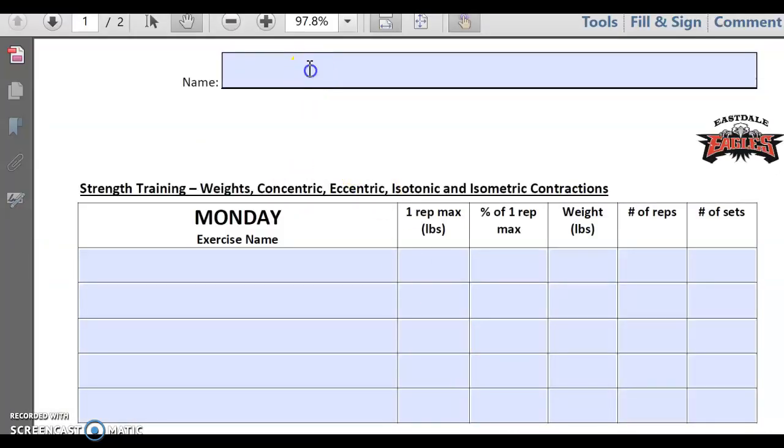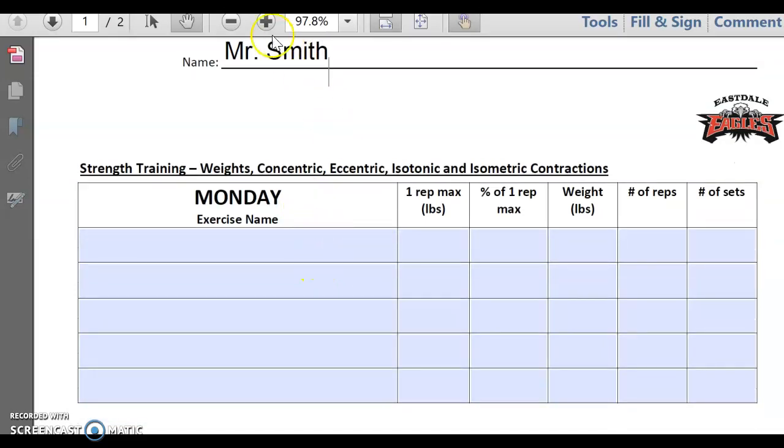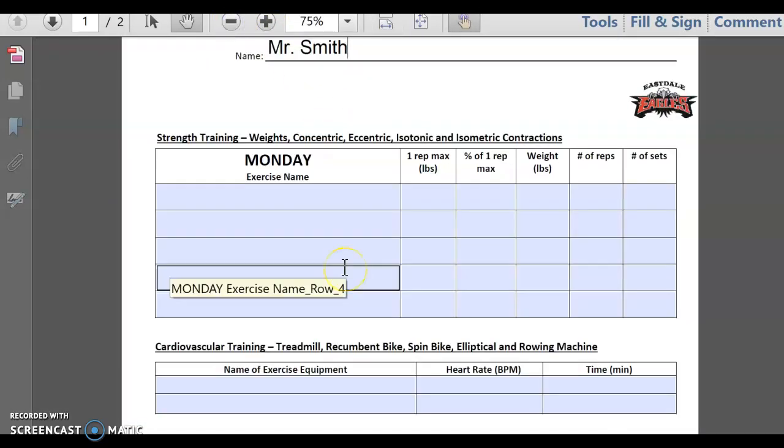When you download it, you can put your name up here. This is a fillable form, the exact same thing we did in class. I'm going to put Mr. Smith, and I'm going to create a workout plan for this pretend student. So who is this pretend student that you ask about here?